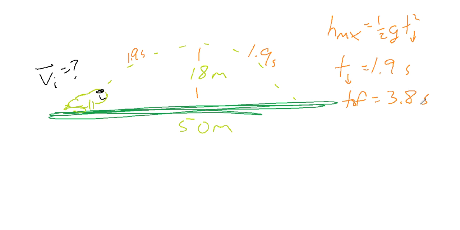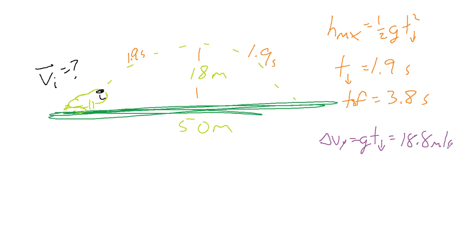Okay, so now I have that. Well, I can use my time up or down, that 1.9 seconds, to find out what my Vy must have been. So my change in Vy would be gt, and use time up or time down. It doesn't make any difference. Just use the 1.9, not the 3.8. If I take that time and multiply it by gravity, I've got a Vy of around 18.8 meters per second.